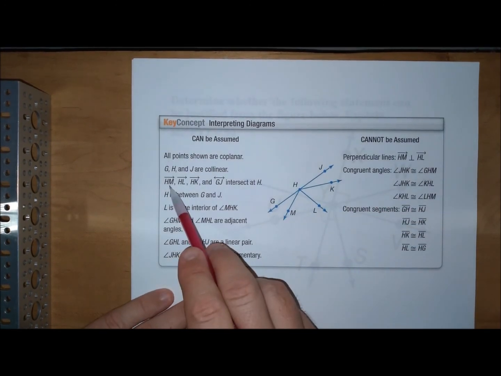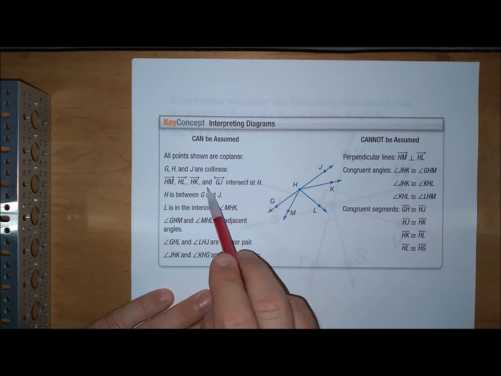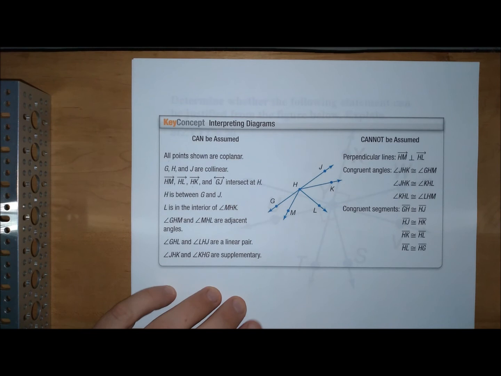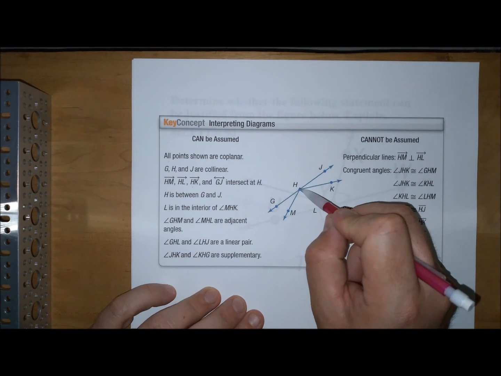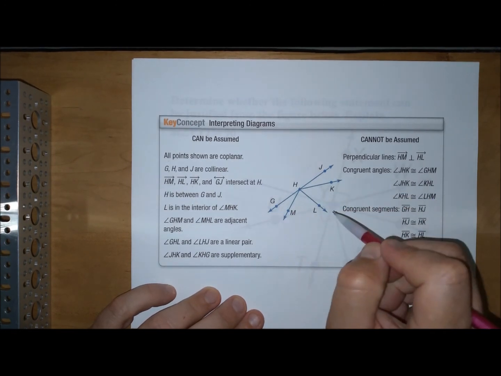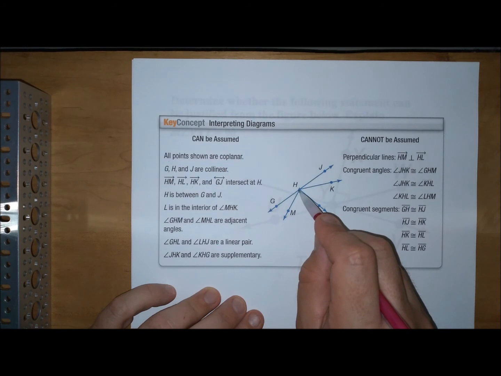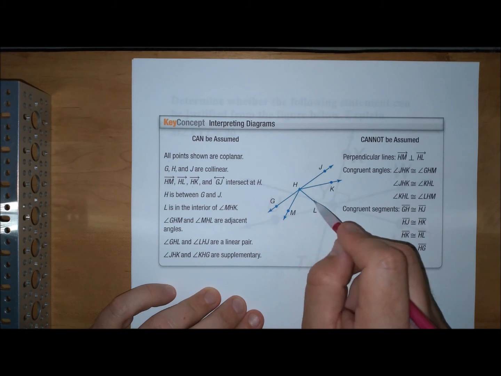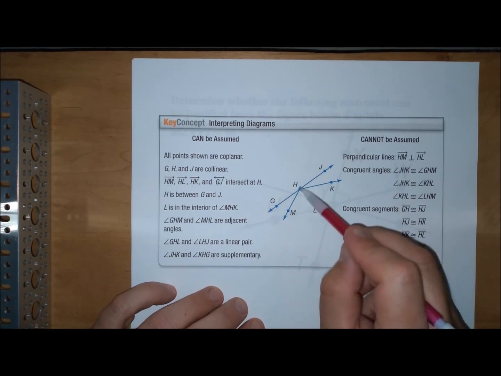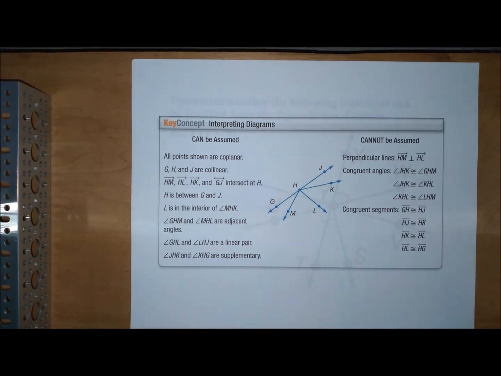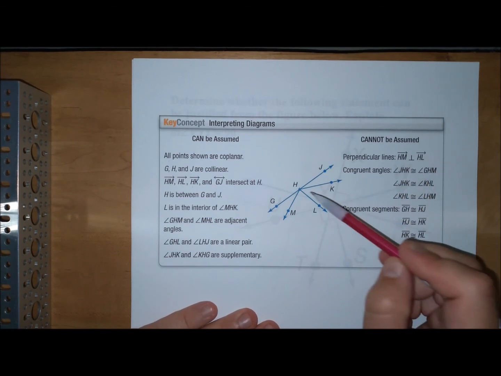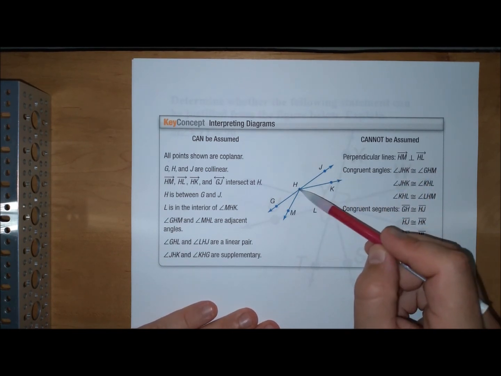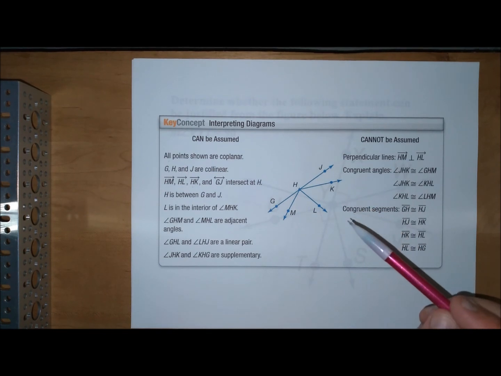We can assume that rays HM, HL, and HK and line GJ intersect at H. We can assume that these rays here all intersect at point H and that GJ passes through it. There's not some tiny distance between H and the vertex of this angle that causes these angles to be non-adjacent or anything. No, we can assume that they all intersect at that point. We can assume that H is between G and J. In other words, it's collinear and it lies on that line between those points.